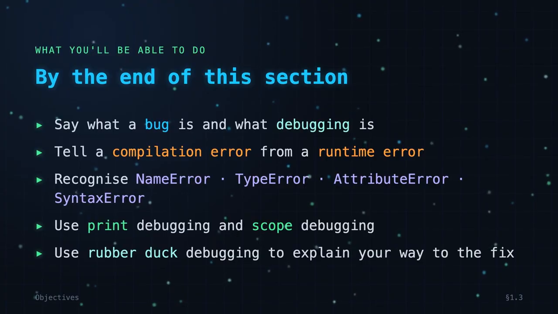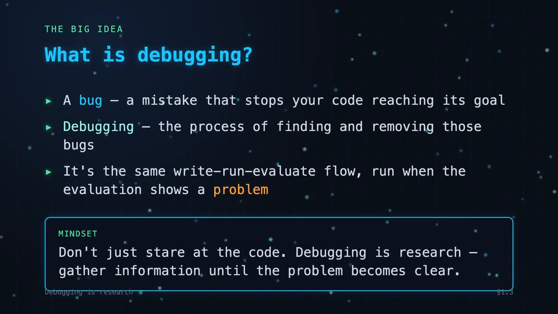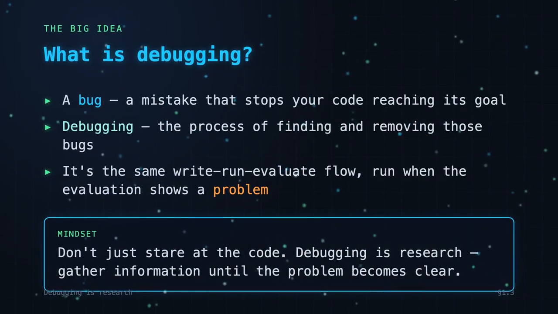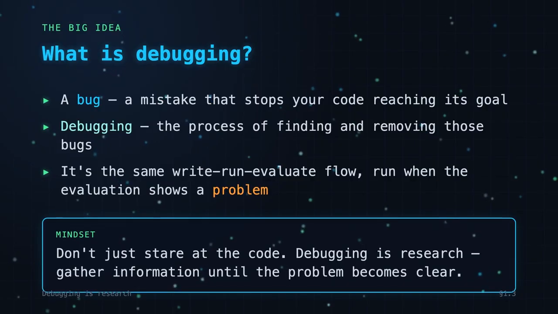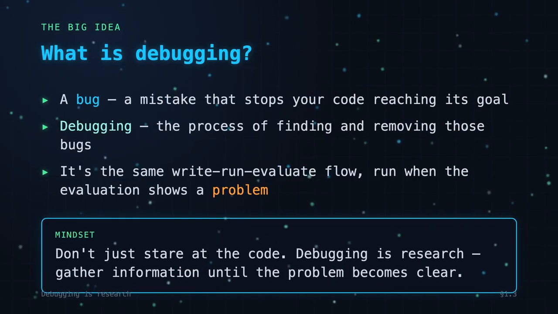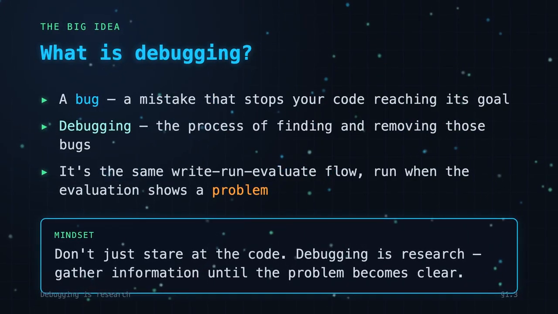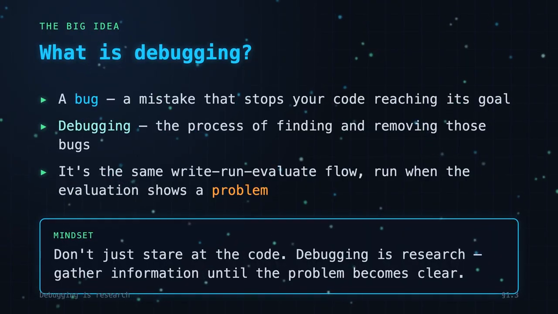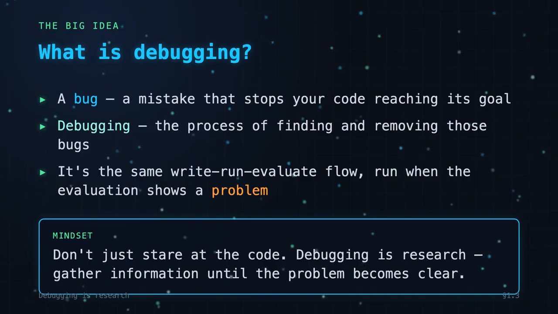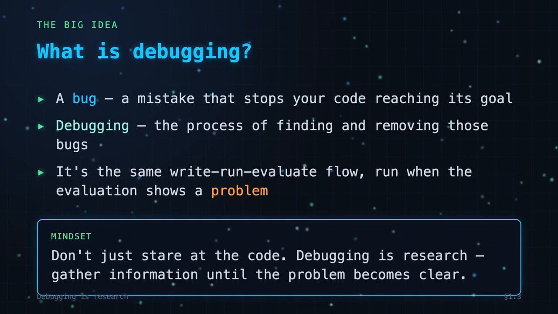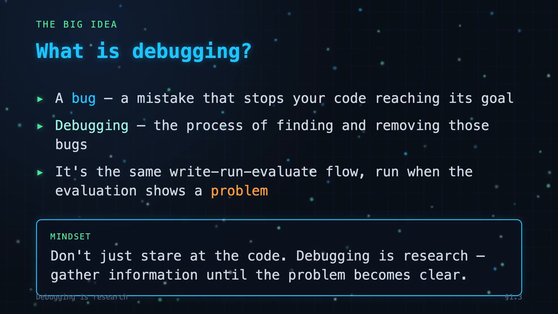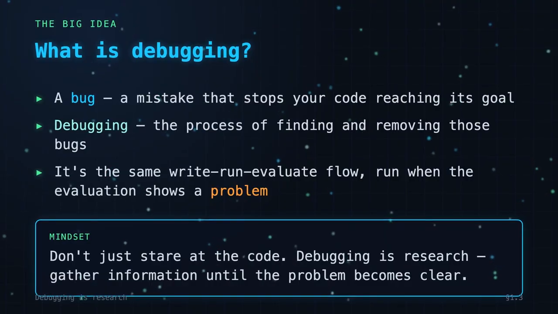Let's begin. Remember the programming flow: write, run, evaluate. Debugging is what you do when that evaluation shows a problem. Maybe the code threw an error. Maybe it ran fine but gave the wrong answer. Either way, there's a bug to chase. Here's the key mindset: don't just stare at the code hoping the answer jumps out. Debugging is research. Gather information until the problem becomes clear.